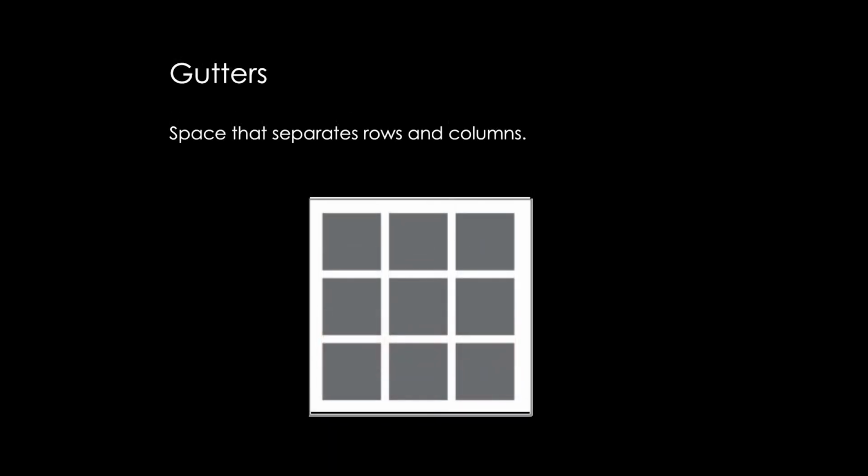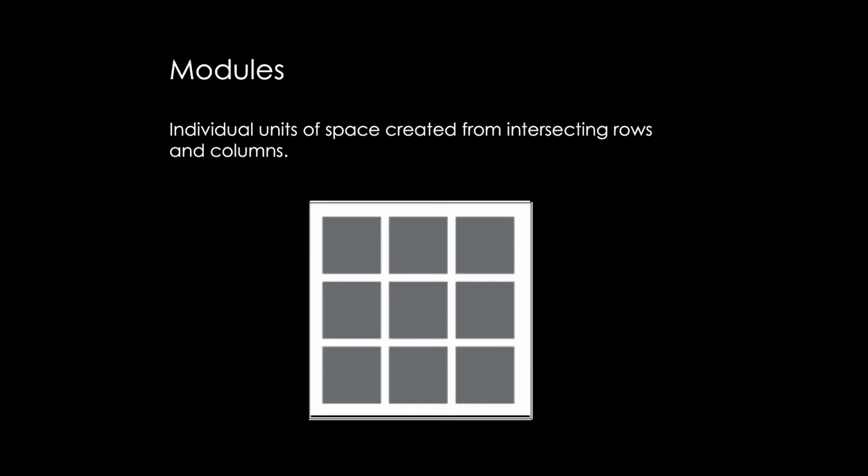When we set up rows and columns, we set up gutters, which are the space in between the rows and columns. When we set up a grid, we're going to be setting up individual units of space, and those are just called modules. So they're just little spaces that we create that are broken up by the grid that we make.